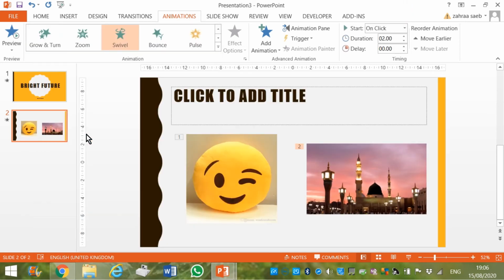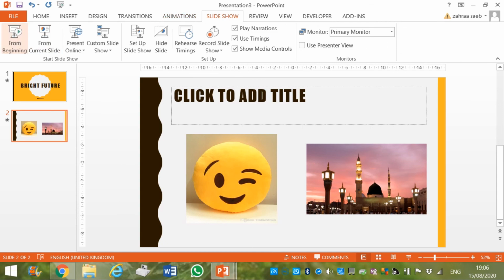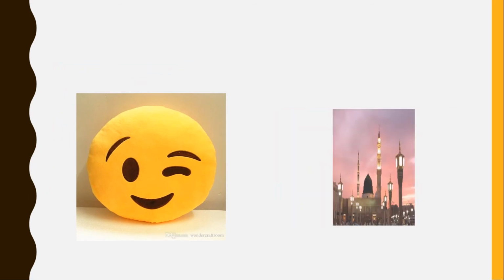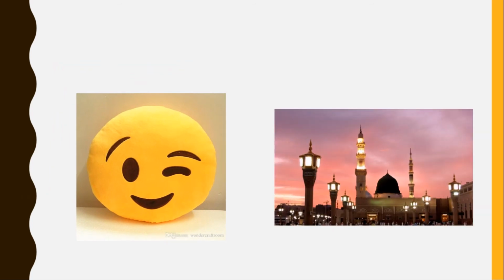Now let's look at the PowerPoint completely. How it looks, slideshow, from beginning. You can click on your arrow key or your mouse to play the presentation. Here is first Bright Future, name, first picture, and then second picture. Here is how your presentation will look like.